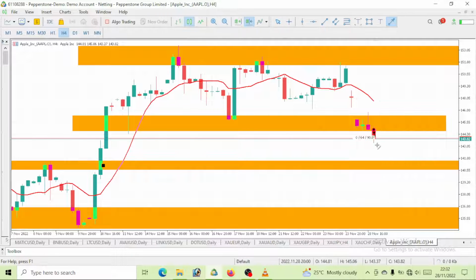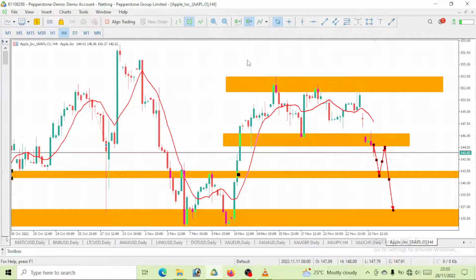So let's see it drop to a level of 141. Then maybe we can now expect a pullback. After the pullback, then we will continue our bearish move downward to a level of 135. So above all, our Apple stocks will be going bearish. We should be able to see that bearish move till Thursday or Friday. This week, though, we should be expecting a bearish move on Apple.